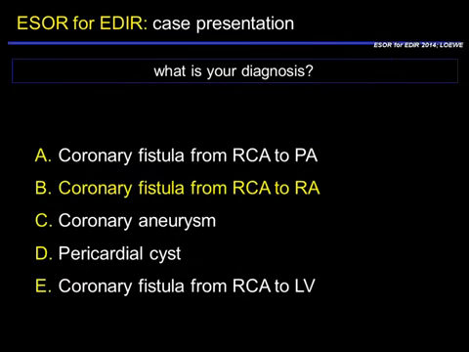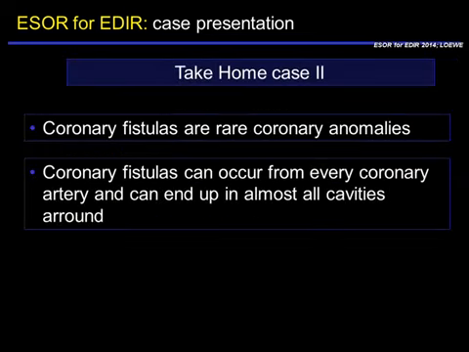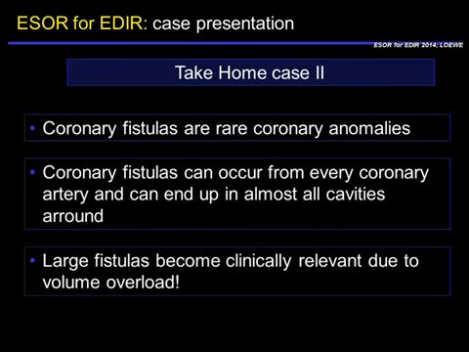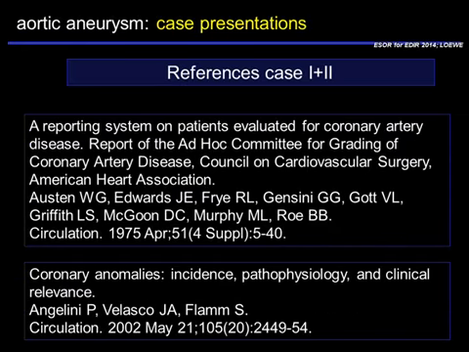And in this case, we have a coronary fistula from the RCA to the right atrium. And this leads to volume overload even of the right heart. Let me summarize even this case. Coronary fistulas are rare coronary anomalies. Coronary fistulas can occur from every coronary artery and can end up in almost all cavities around. And large fistulas become clinically relevant due to the volume overload, as was the case in this patient. So this patient needed to undergo surgery.